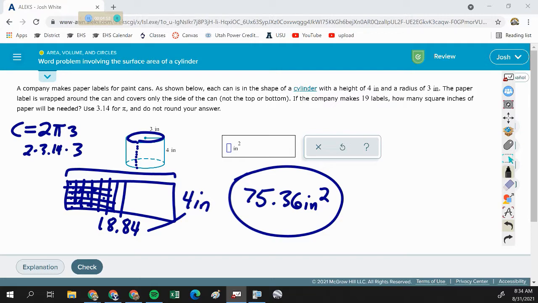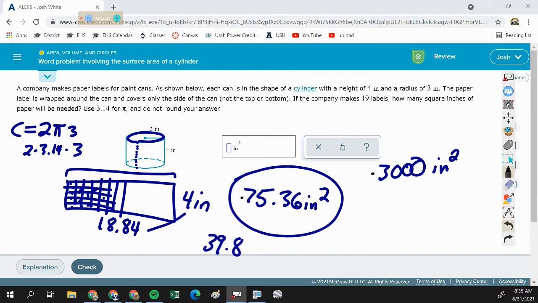Okay. Now, what if it told me I have 3,000 square inches of paper? How many labels can I make? You would take 3,000 and divide it by 75.36. And I get 39.8. So what's the answer?